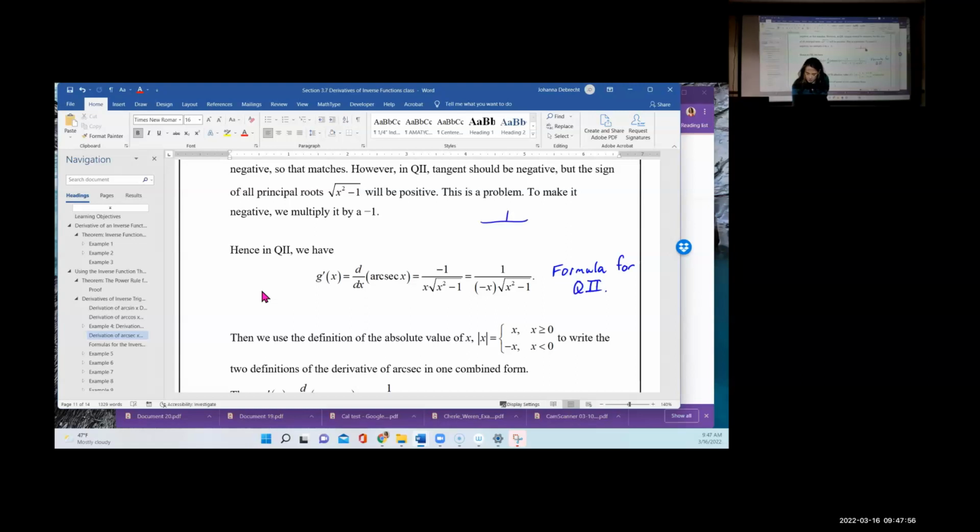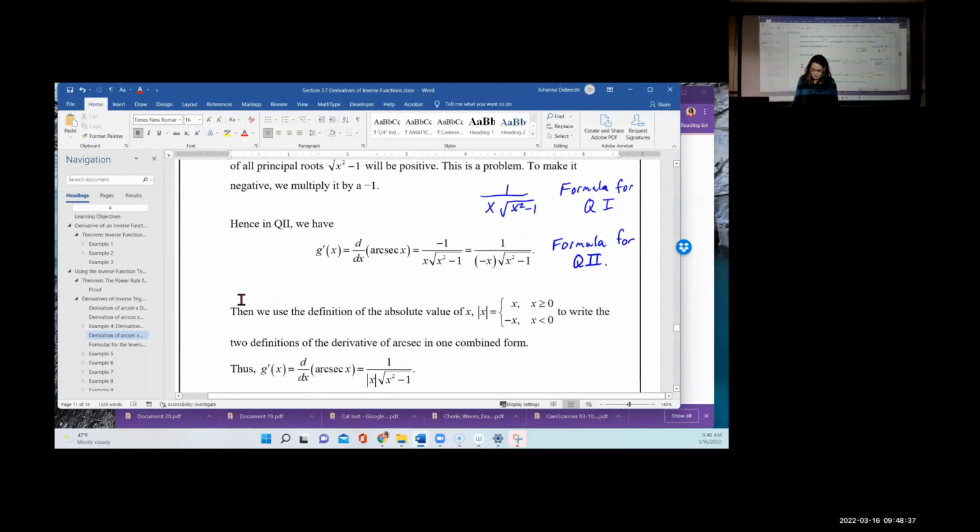And the formula for quadrant 1 is this one. And they're opposites. Formula for quadrant 1. All right, they're opposites. So what we do, because it is split by the quadrants 1 and 2, is we use the definition of absolute value that when x is positive, it's positive, and when x is negative, we do the negative of x to replace this x, negative x, in the 2 separate formulas and to write it as one combined formula with an absolute value.